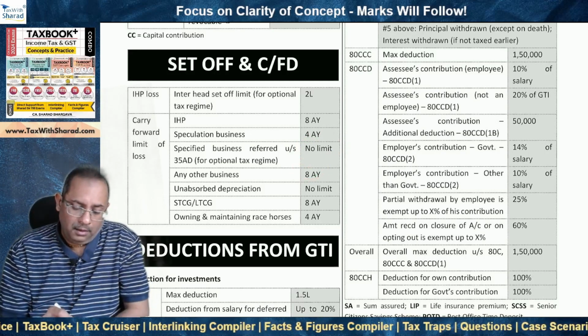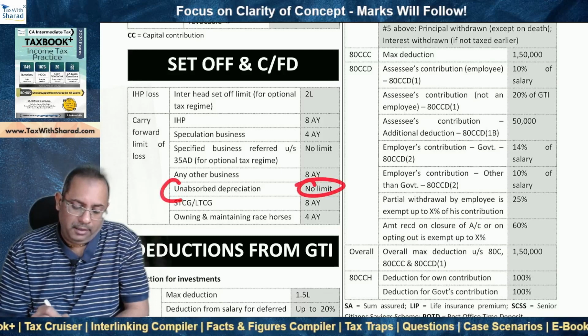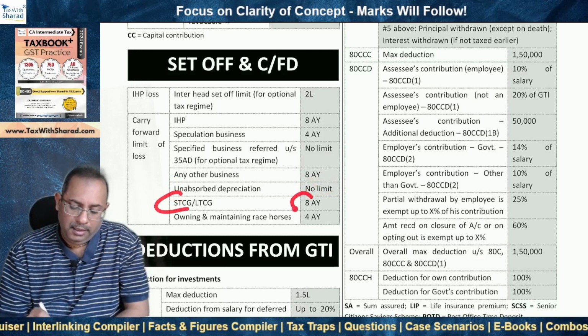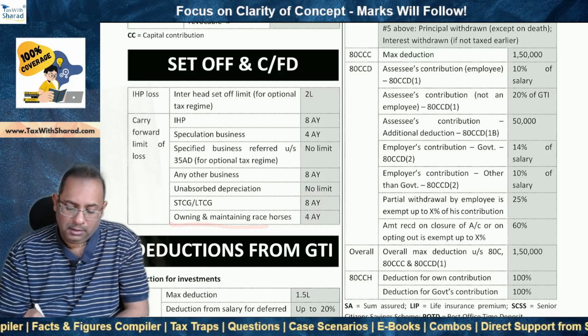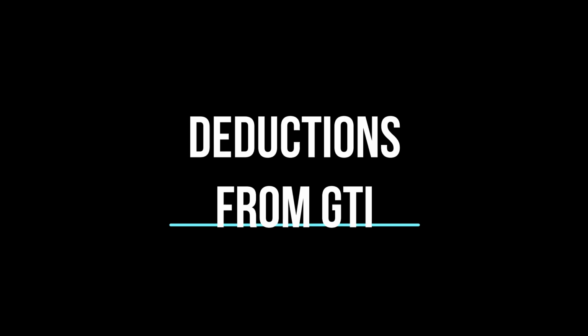Sorry. For unabsorbed depreciation, there is no limit. For STCG and LTCG, it is 8 assessment years. Loss from the activity of owning and maintaining race horses, it is 4 assessment years.